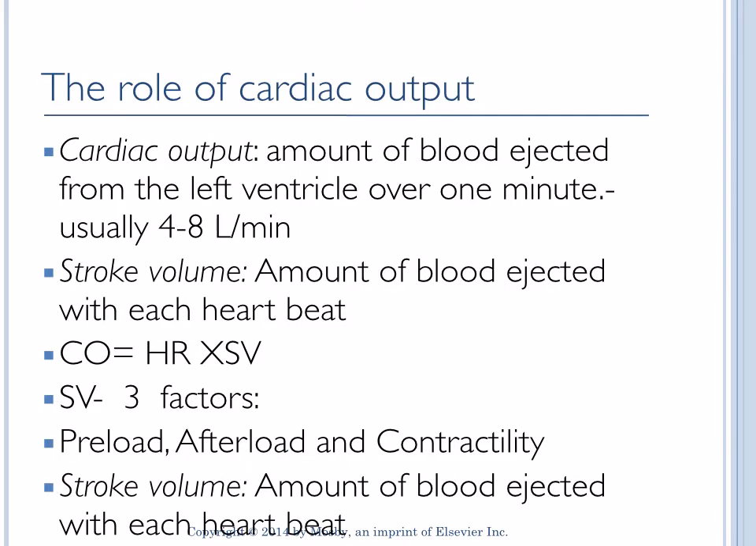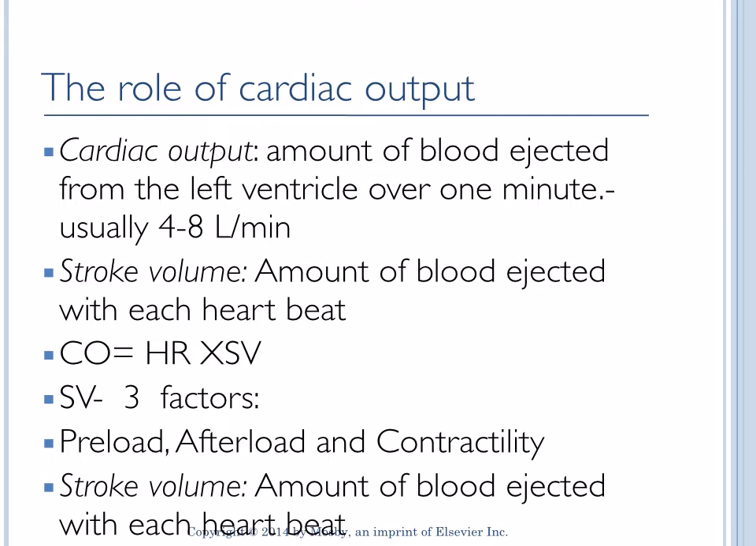The role of cardiac output. Cardiac output is the amount of blood ejected from the left ventricle over 1 minute, and usually it is said to be 4 to 8 liters per minute. If I have to test you, I might test you on the definition of cardiac output, and you should know this very well: it is the amount of blood ejected from the left ventricle over 1 minute, usually 4 to 8 liters per minute.